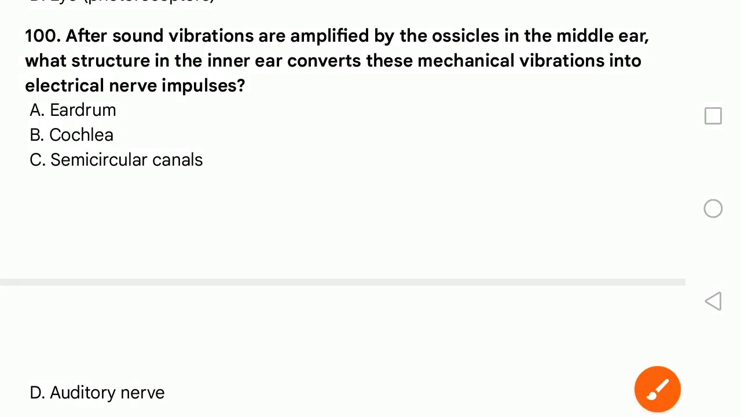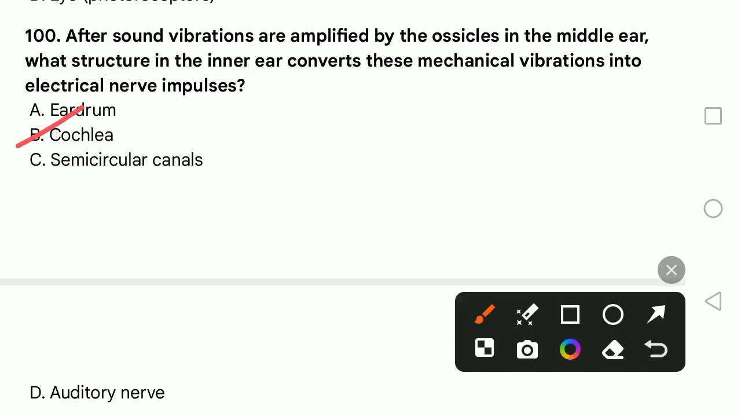After sound vibrations are amplified by the ossicles in the middle ear, what structure in the inner ear converts this mechanical vibration into electrical nerve impulses? Cochlea.